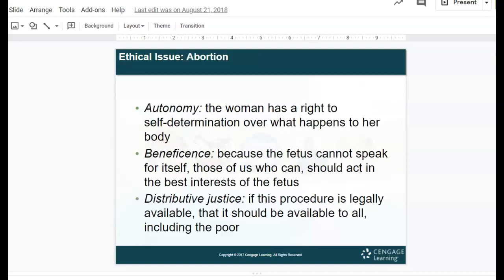Here's an example of one ethical issue. This particular ethical issue is abortion. If you put it into the three principles, you have autonomy, which is where the woman has a right to self-determination over what happens to her body. Then you have beneficence, because the fetus cannot speak for itself. Those of us who can should act in the best interests of the fetus. And then you have distributive justice, which is if the procedure is legally available, it should be available to all, including those that are financially unable to pay for it. This is not to spark debate, it's just to give you some information on the three different principles and how they appear in a bioethical dilemma, and in this case, it would be abortion.